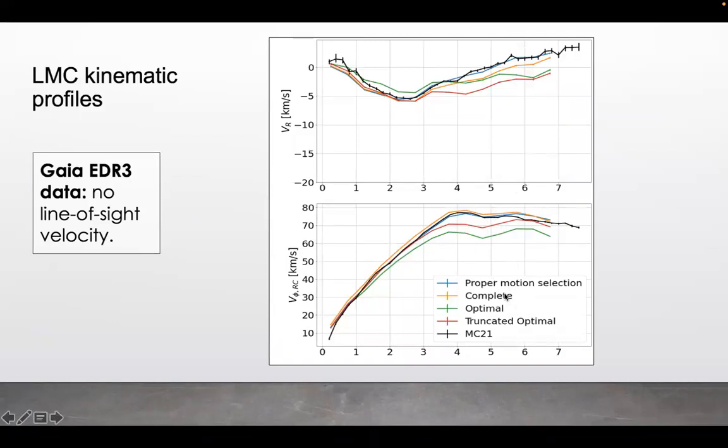Each color corresponds to one of the four samples that I showed you before, depending on the p value of the classification. Let's focus on the orange and the green, the more complete sample, or the more optimal sample. You can see that in the rotation curve, it makes a difference to have stars or contamination of stars of the Milky Way or not.